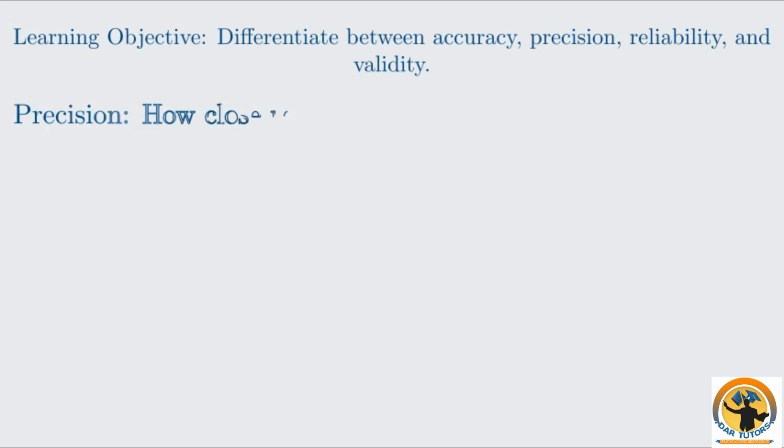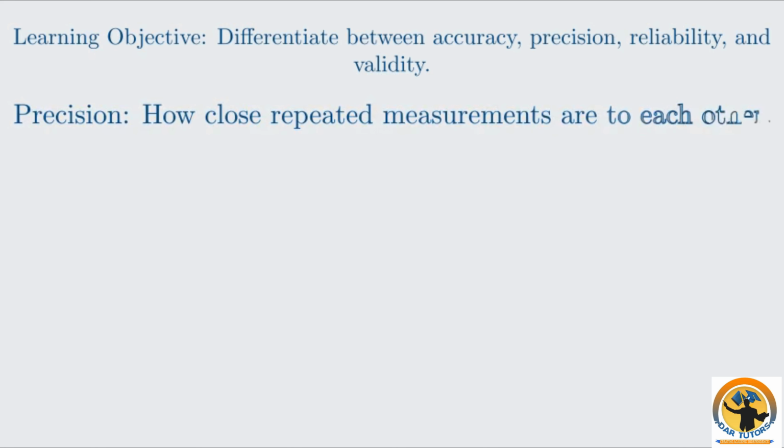Our first objective is to clearly define and differentiate between the terms accuracy, precision, reliability, and validity in the context of scientific measurement. Understanding these concepts is fundamental to evaluating experimental data. Let's start with precision. Precision is a measure of how close your repeated measurements are to each other. It describes the reproducibility of your results. In other words, a precise set of data shows very little variation.